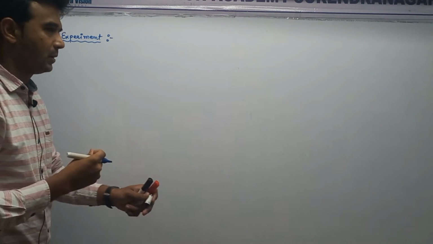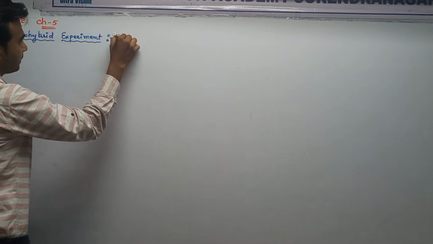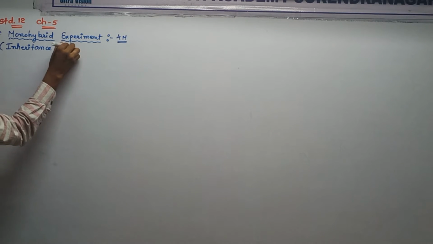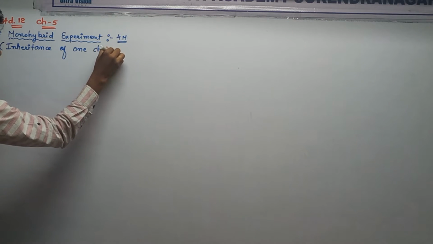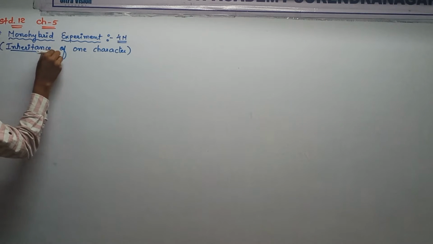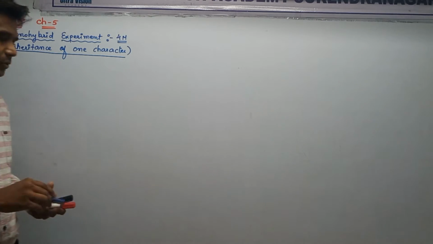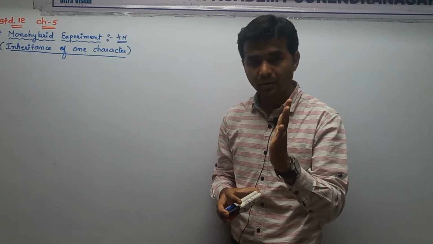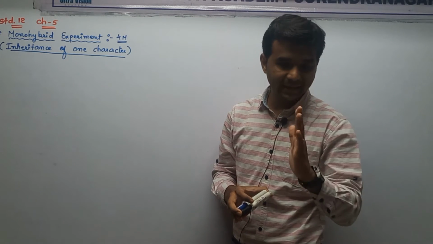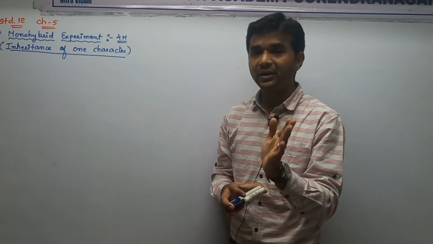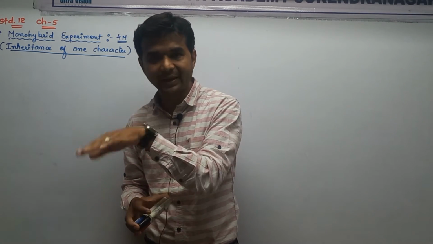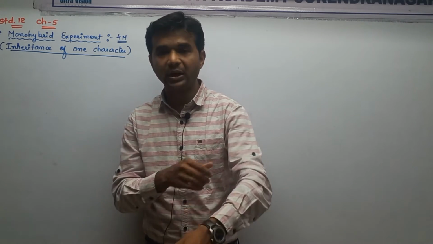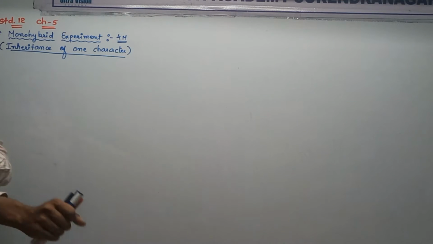The monohybrid experiment is frequently asked in exams. Fine. It is also known as inheritance of one character. As you know, inheritance of one character means that Mendel selected 7 characters, that is 7 pairs of contrasting traits or factors or alleles or allelomorphs. So here one character is inherited.